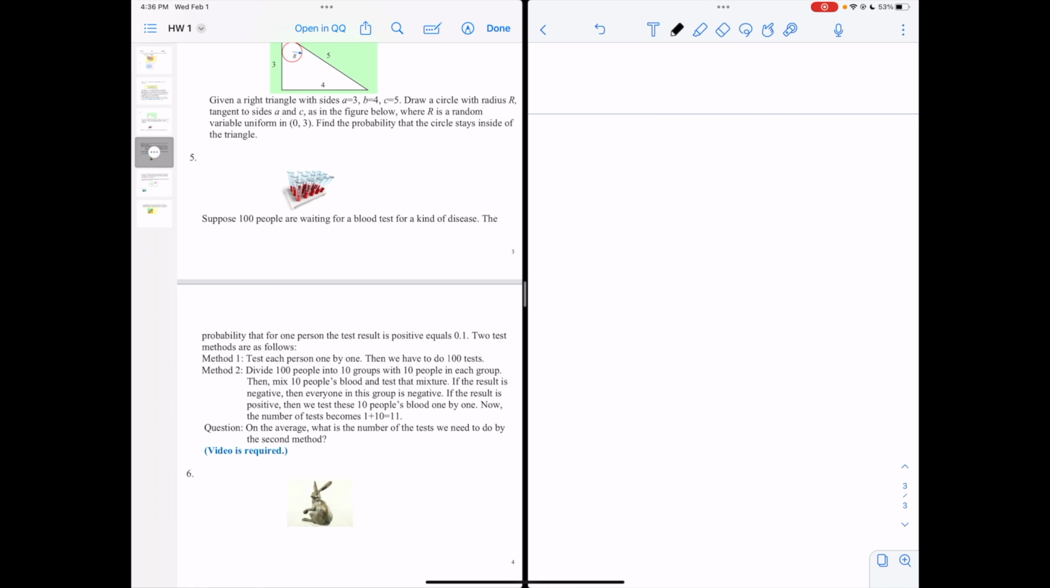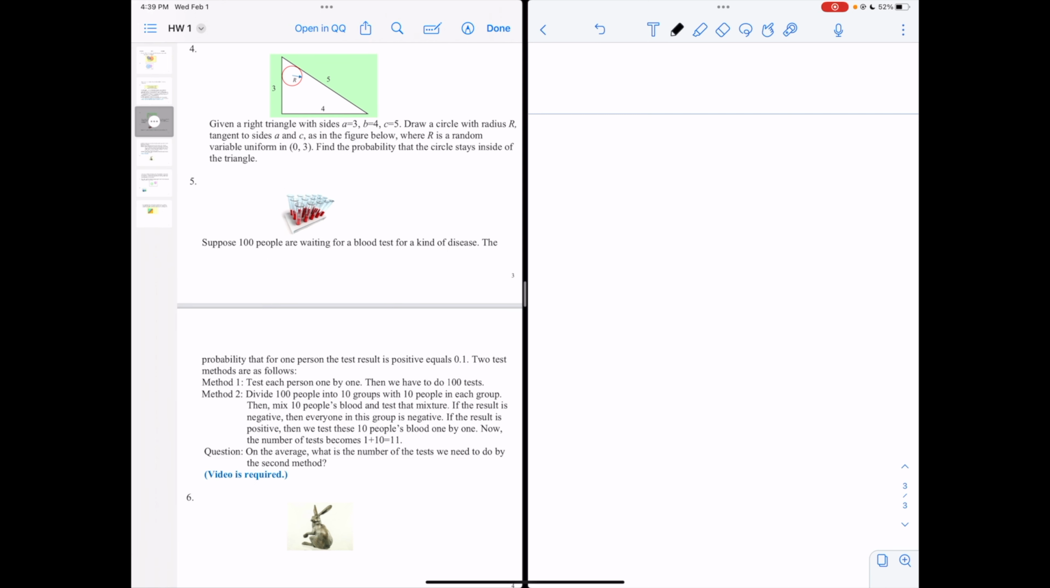Question 5 asks us to test 100 people for a kind of disease. For us to test each person one by one, we'll have to do 100 tests. So another approach is proposed here, and that is to divide 100 people into 10 groups with 10 people in each group, and then we test that group.